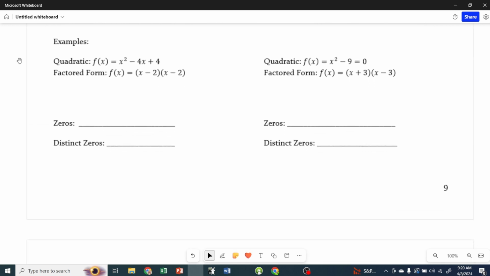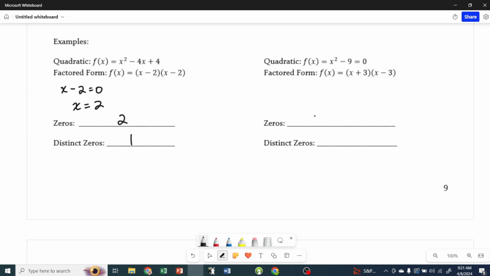Okay? So let's talk now about these examples here. So this quadratic has x squared minus 4x plus 4. Once it's factored, it would be x minus 2, x minus 2. So for the zeros in this case, you set x minus 2 equal to 0, and that would mean that x is equal to 2. And since they're both identical, there's only one zero. Okay, so the zero is 2. The number of distinct zeros is 1.